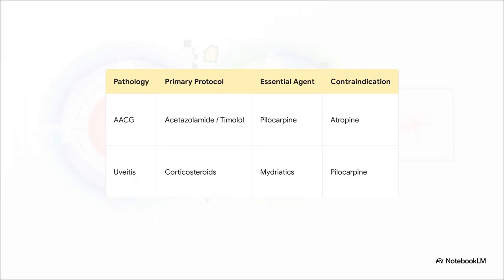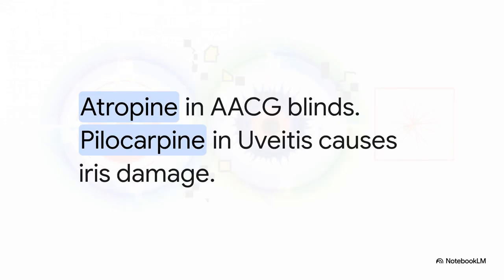This right here is the absolute most dangerous territory in this explainer, and it's exactly where high-scoring clinicians separate themselves from the pack. The inverse pharmacology is strict. As we established, AACG requires pilocarpine to constrict the pupil and open up the meshwork. But uveitis? Uveitis strictly mandates mydriatic agents like cyclopentolate or atropine. You have to forcefully dilate the pupil to break those inflammatory synechiae and prevent the iris from permanently fusing to the lens.